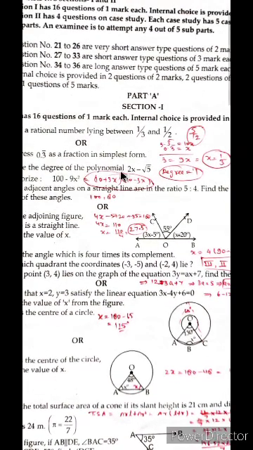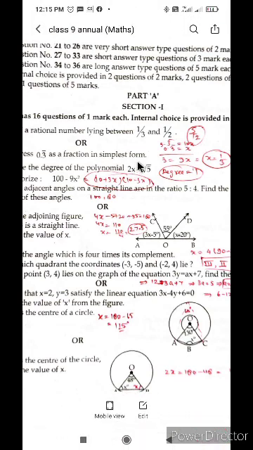Question number 2. Write the degree of the polynomial 2x minus root 5. So 2x minus root 5 is basically 2x minus root 5. The highest power of the variable is called the degree. So the highest power of the variable x here is 1. Therefore the degree of the polynomial 2x minus root 5 is 1.